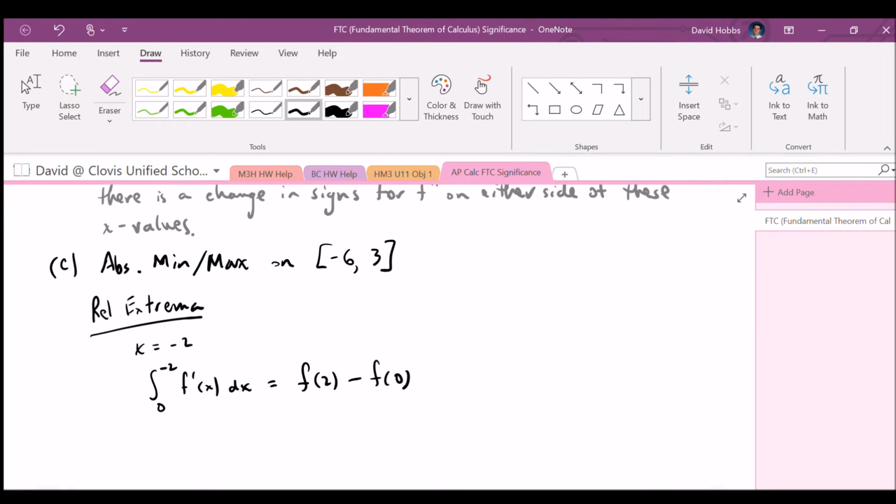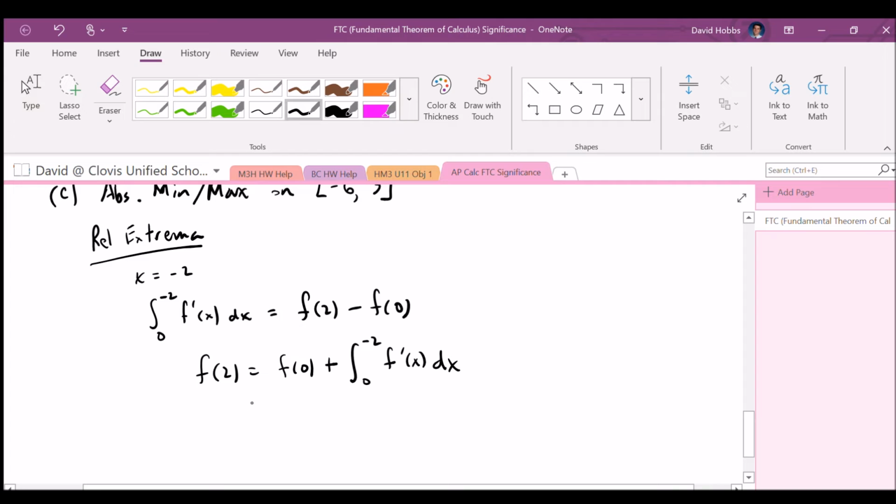Okay, so if we add f of 0 to the other side, we get the fact that f of -2 is equal to f of 0 plus that definite integral from 0 to -2 of f prime of x dx. Of course, f of 0 is 7.